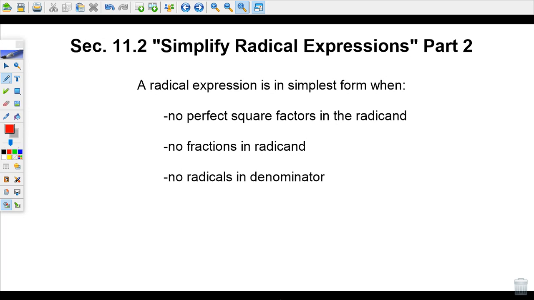Real quickly, here's just a reminder of the three conditions that have to be met when simplifying a radical expression. No perfect square factors in the radicand, no fractions in the radicand, no radicals in the denominator. In this video, we're going to focus again on the first condition, no perfect square factors in the radicand. However, we're going to throw some variables in there.